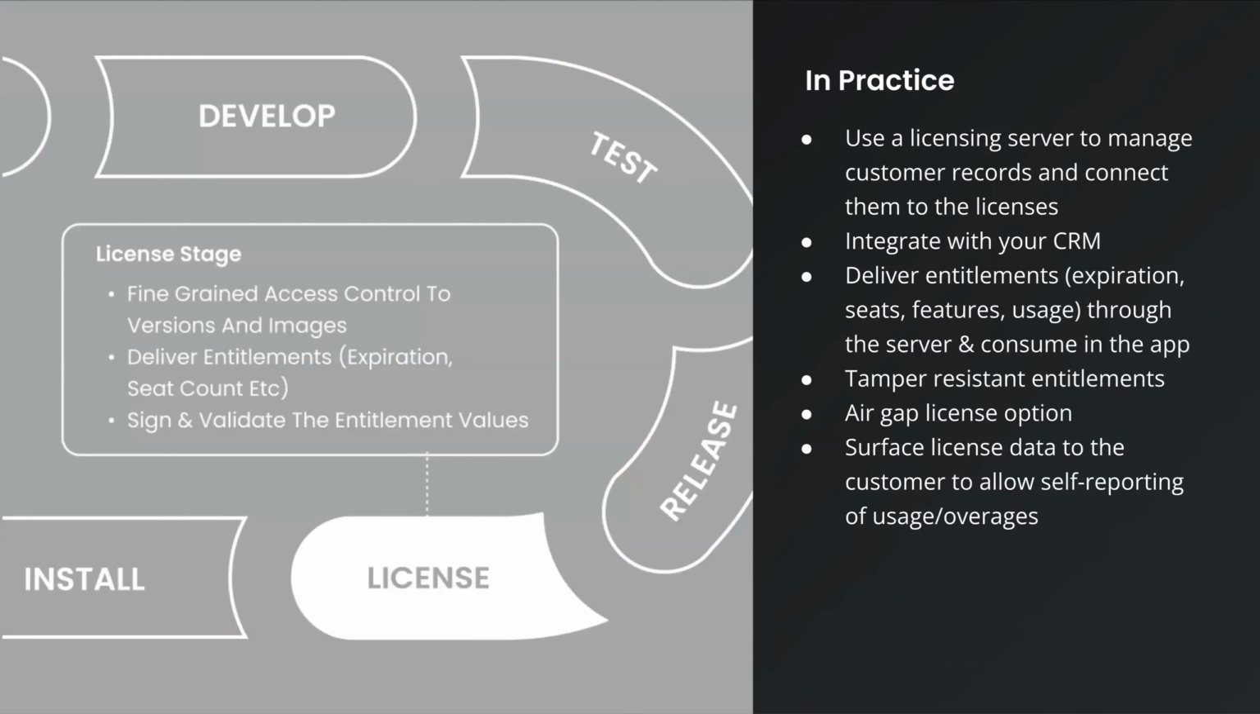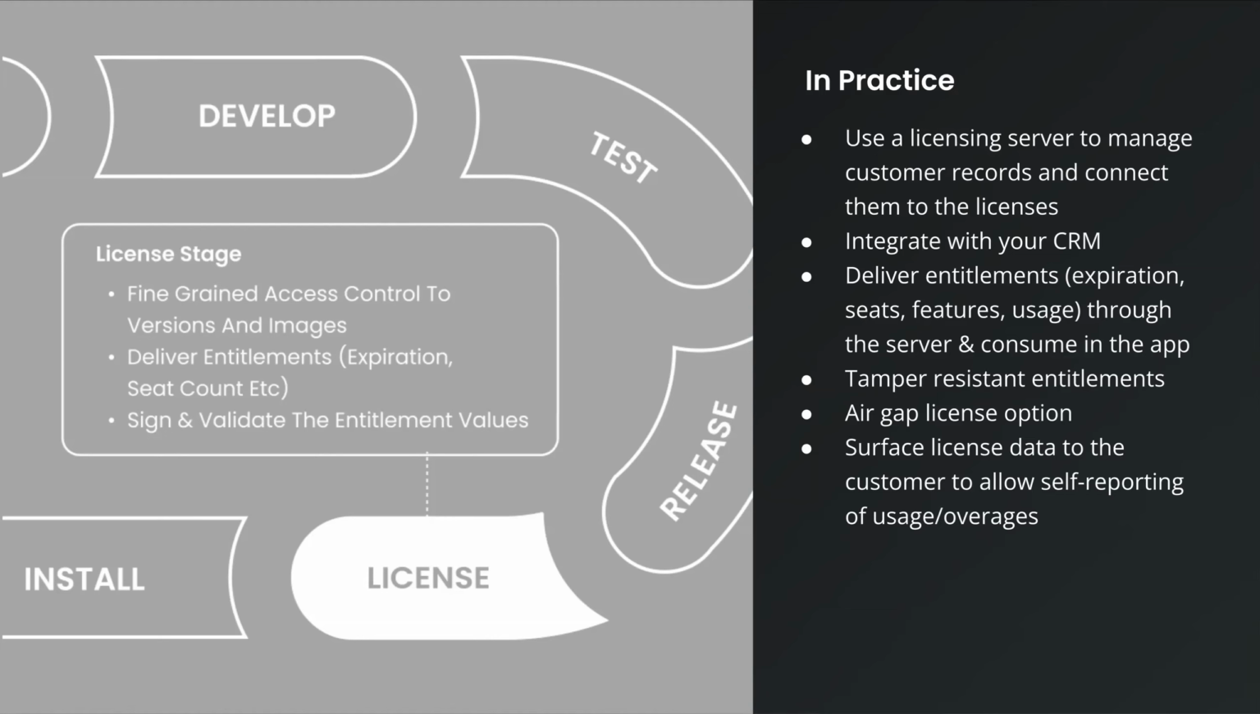Next, we'll dig into licensing. The license stage is really about fine-grained access control to versions and images, delivering entitlements, and then signing and validating those entitlement values. In practice, this means you need a licensing server to manage these customer records and connect them to the licenses. A license is going to give a customer the ability to pull versions, to set an expiration date, to have all these different things that you want to do with software that you're selling.